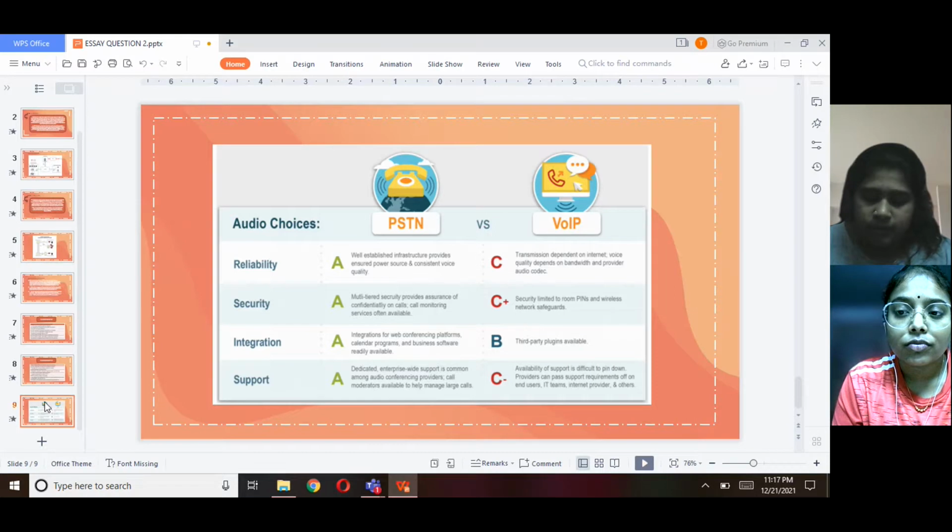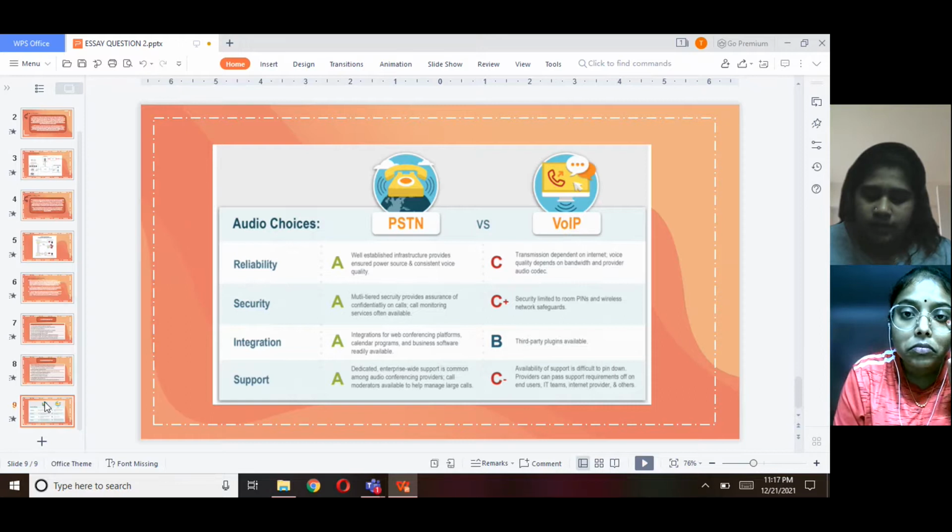For the next one, security. For PSTN, tiered security provides assurance of confidentiality on calls. Call monitoring services are often available. For VoIP, security is limited to room PINs and wireless network safeguards.